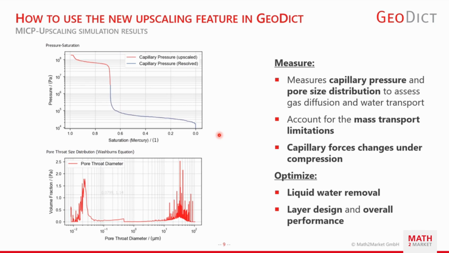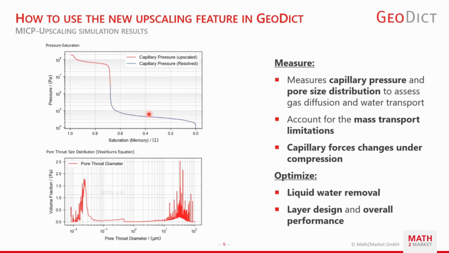The results would look like this. So you would obtain a capillary pressure curve that consists of a resolved part and an unresolved, or so-called upscaled, part. So in principle, the blue part of the structure consists of the GDL that gets saturated, while the red part consists of the MPL that gets saturated once the pressure reaches a certain level.